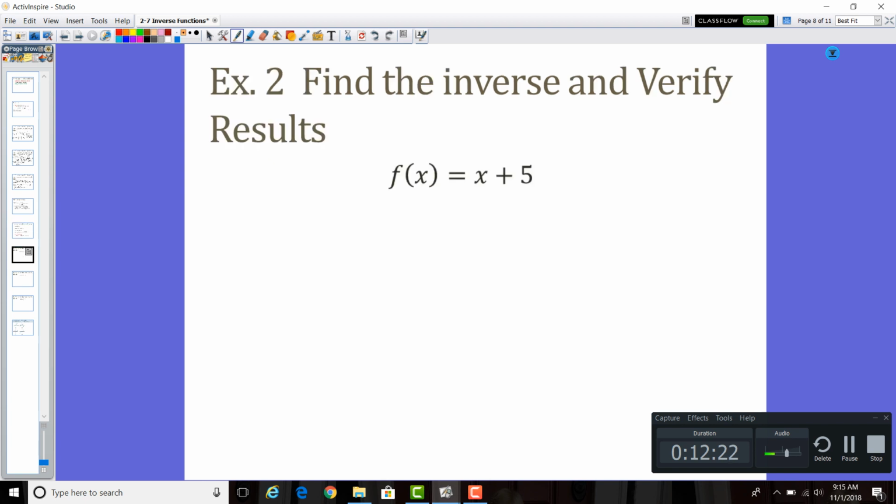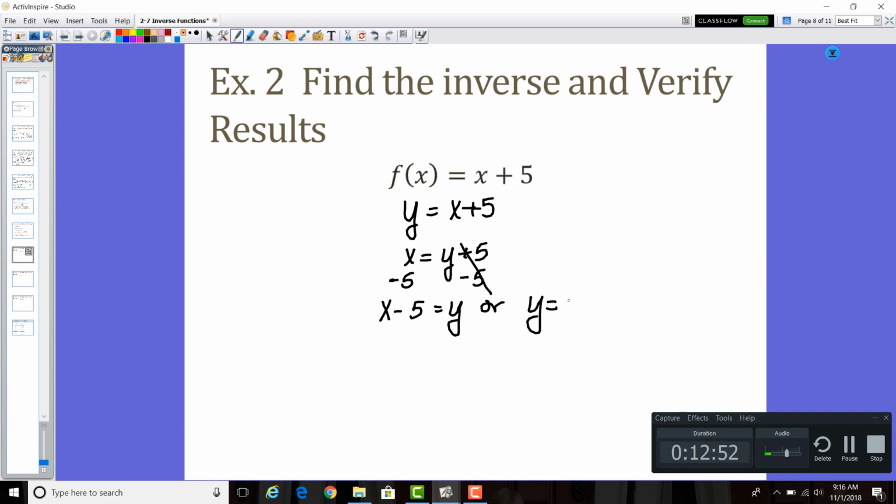Okay, so this is what that looks like. We're going to start with a pretty simple one. Okay, step one, f of x becomes y. Step two, x and y switch places. And step three, I have to solve for y. So to solve for y in this case, I'm adding 5, so the inverse of addition of 5 is to subtract it. So x minus 5 equals y. If we switch places, that means y equals x minus 5.